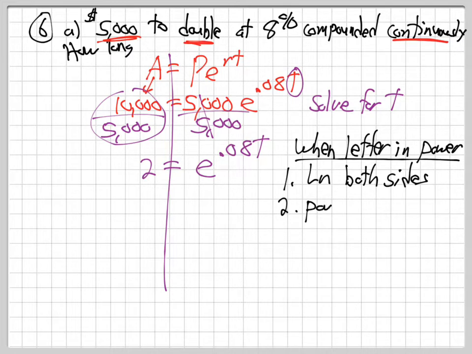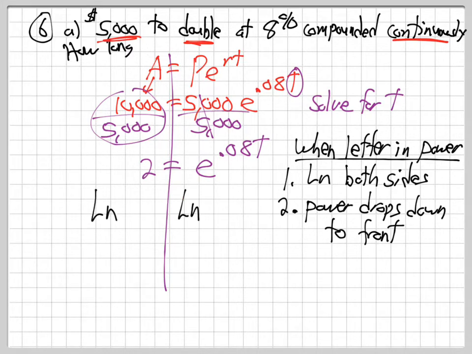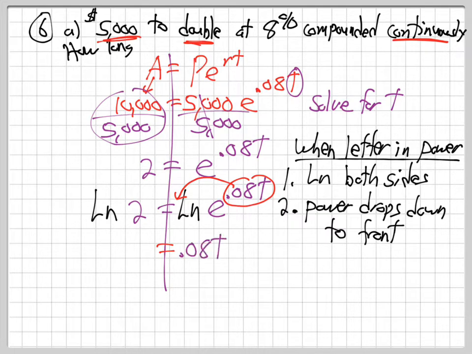Step 2, power drops down to the front. Remember that? Logs and powers are the opposites of each other. So if you got a power, use a log. You got a log, use a power. That's what we do. So we're going to go LN on this side and LN on that side. LN on both sides. And then that power, the whole power, will drop down to the front of the log. So it'll be 0.08t ln e and the other side is ln 2.